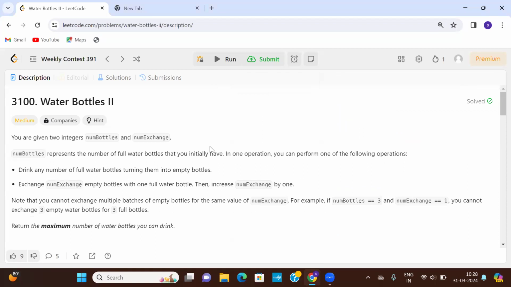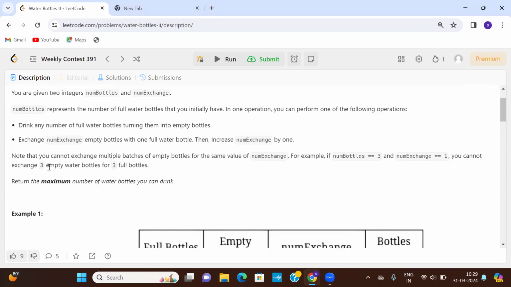We are given two integers, numBottles and numExchange. numBottles represents the number of full water bottles that we initially have. Full water bottle means that particular water bottle is completely filled with water. In one operation, we can perform only one of the following operations. Either we can drink any number of full water bottles, turning them into empty bottles. If we drink that particular bottle, that bottle will become empty. Or we can exchange empty bottles.